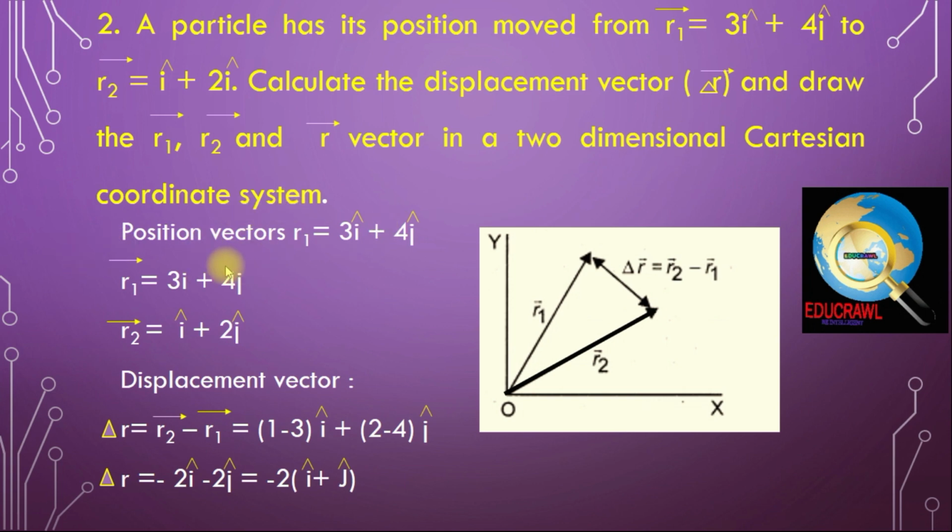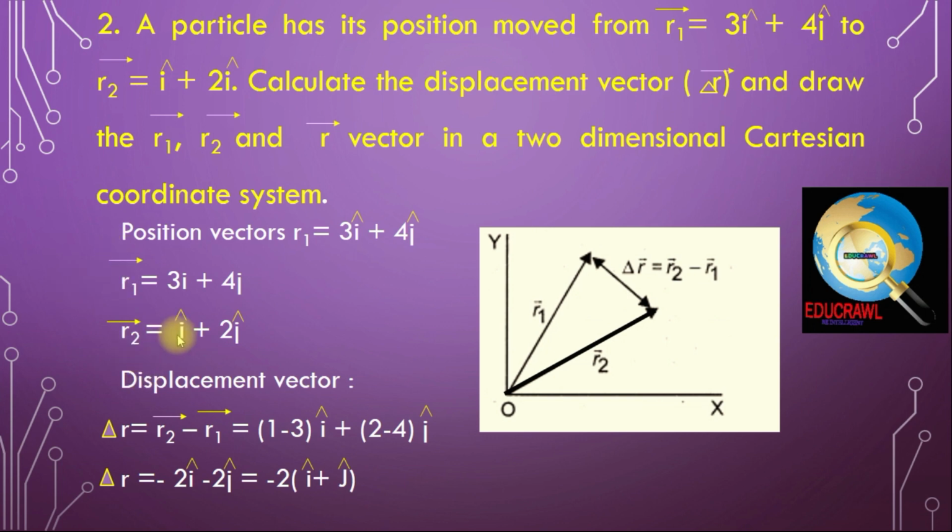So the position vectors R1 and R2 are given as R1 is equal to 3i cap plus 4j cap and R2 is given as i cap plus 2j cap. We know the formula of displacement vector as del R is equal to R2 minus R1. This is the formula of displacement vector. We have to subtract one vector from the other. So, R2 minus R1. We have to subtract the i component with i component, j component with the j component. This is how the subtraction has to be done in vectors.